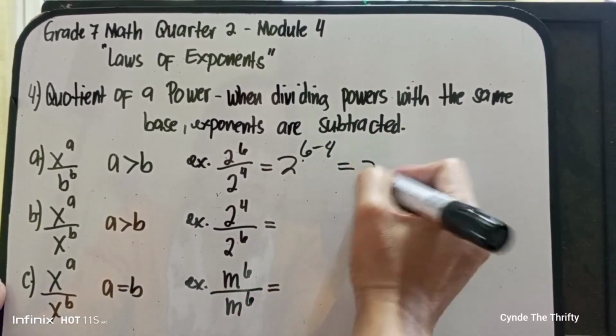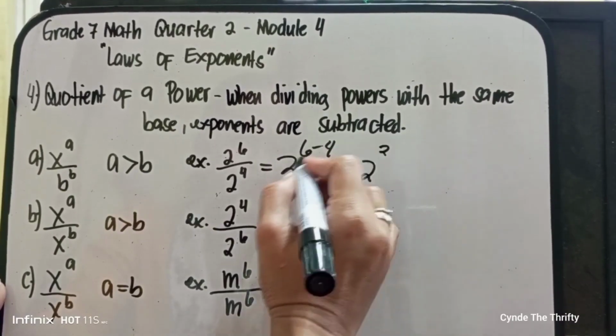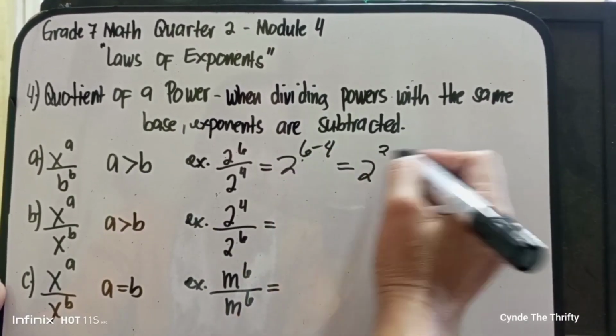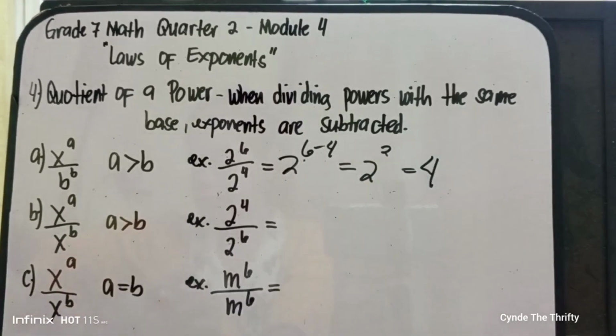6 minus 4 equals 2. So, 2 squared is equal to 4.